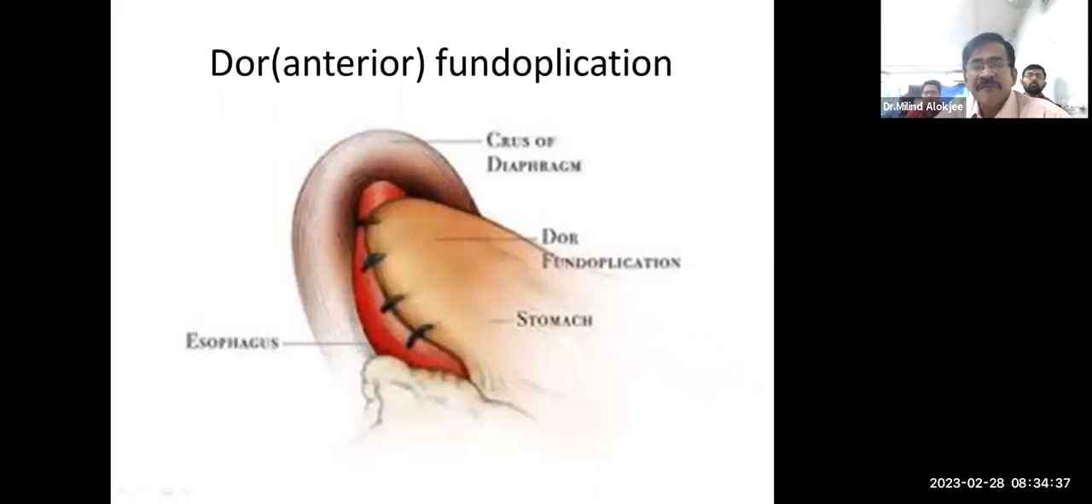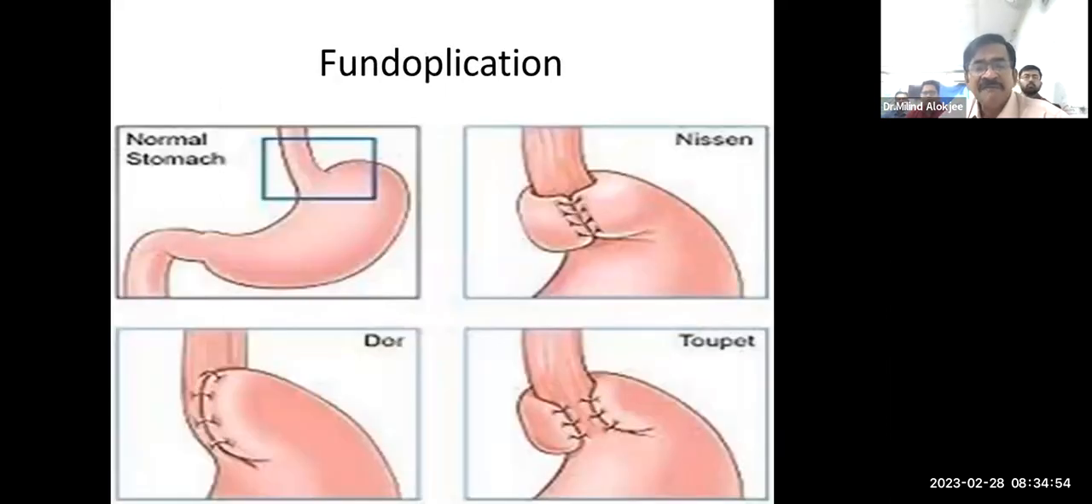Another important modification is Dor fundoplication. Sometimes it is difficult to do a posterior fundoplication. In that case, you can turn the stomach fundus towards the anterior side and suture it for about 3 centimeters of abdominal esophagus. This is described as Dor fundoplication. So these are the different varieties of fundoplication, where you can do a 360-degree Nissen, Toupet, or Dor fundoplication.